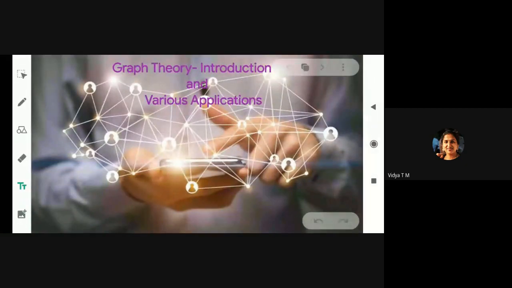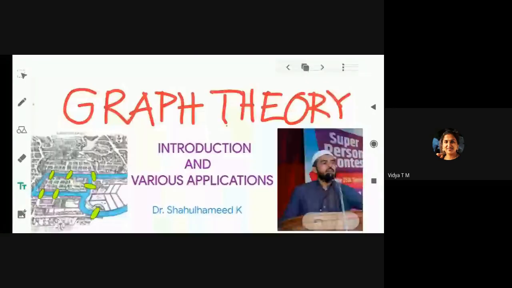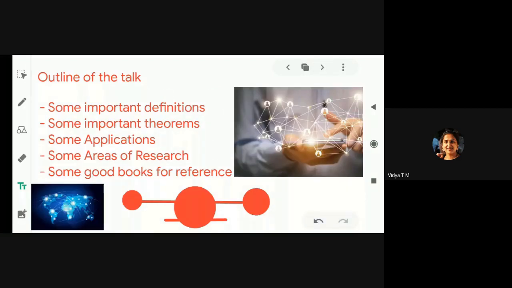So I'll be briefly introducing what this subject, graph theory, is, and later I'll be discussing some of its beautiful applications. So, graph theory, introduction and various applications. This is what the title goes. This is how I proceed in my talk. Outline of the talk is given here.